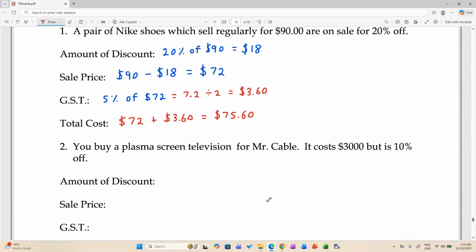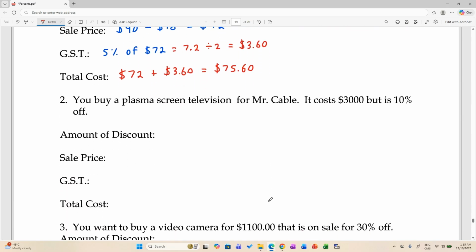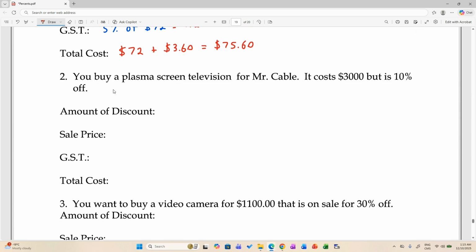So for example 2 here, it says you buy a plasma screen television for Mr. Cable. It costs $3,000, but is 10% off. So first things first, let's find the amount discounted. So the amount discounted, I'm looking for 10% of $3,000.